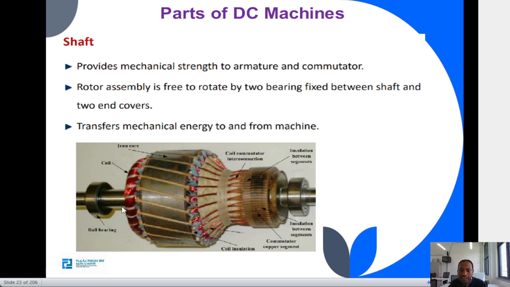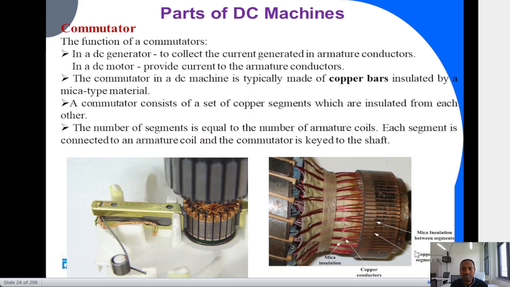So when it is a motor, the mechanical energy is transferred to the load side by using this shaft. If it is a generator, the external mechanical force is applied through the shaft. So the main purposes of the shaft are, one, to provide mechanical strength, and second, to transfer energy to and from the machine. That is the main purpose of the shaft.